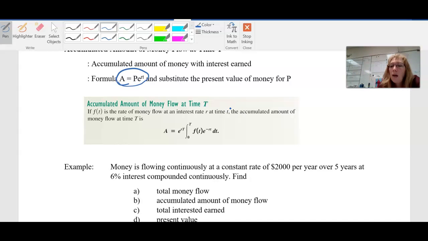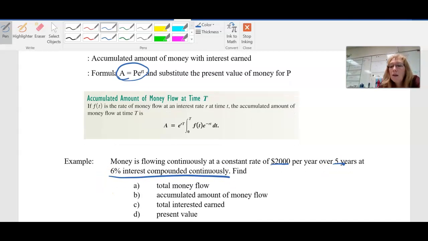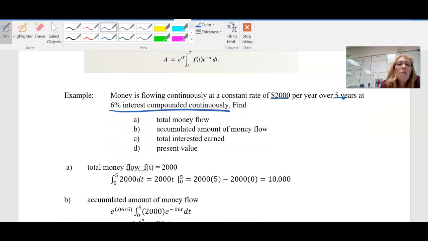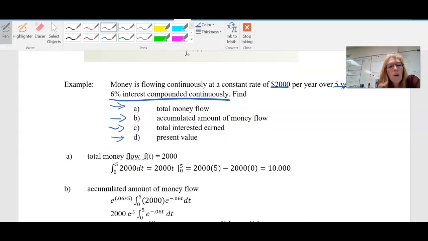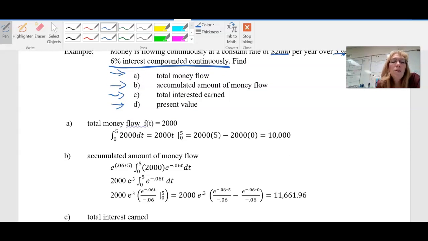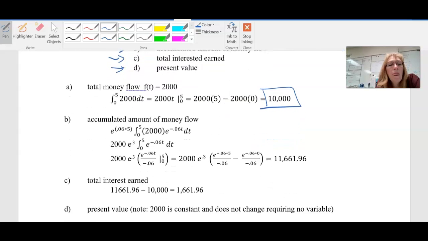So let's go through. I have a money flow, continuous at a constant rate of $2,000 per year, 5 years, 6% compounding continuously. So we want to find everything. We're going to do total money flow, accumulated money flow, total interest, and present value. So what do we all end up with? Okay, total money flow is the first one, right? How much should I have? I have $2,000 from 0 to 5 years. Plug it in, and I would have $10,000 with no interest, right? I just make $2,000 per year.